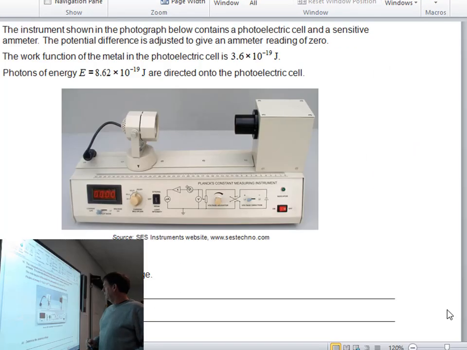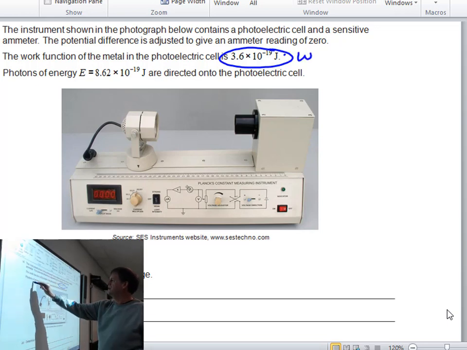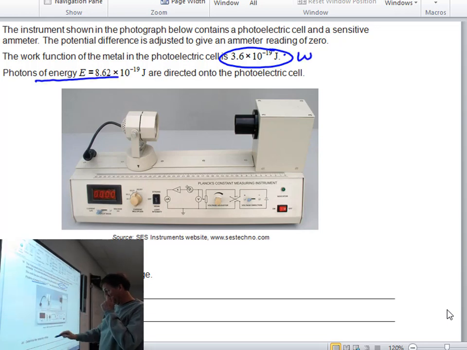Okay. Now in this one we've got a photocell here, and it's got a sensitive ammeter attached to it. It's got a potential difference adjusted to give an ammeter reading of 0, so they're just going to turn that potential difference up, the stopping voltage or the stopping potential, until the current on the ammeter reads just 0. So you'll just stop the fastest ones. The work function is given here, so it's your W, and they've told you the photon energy there. They want you to work out the stopping voltage.